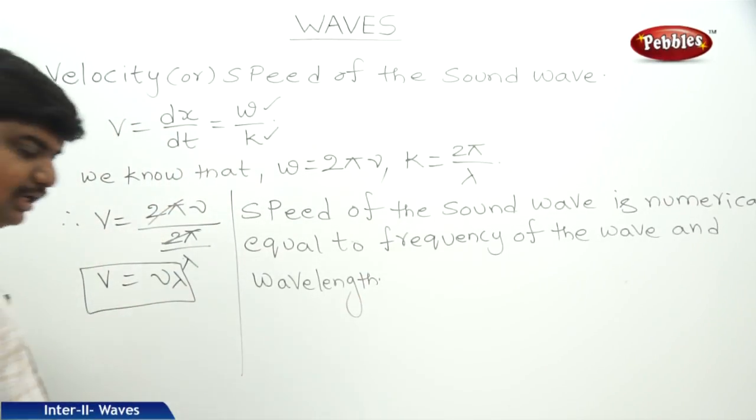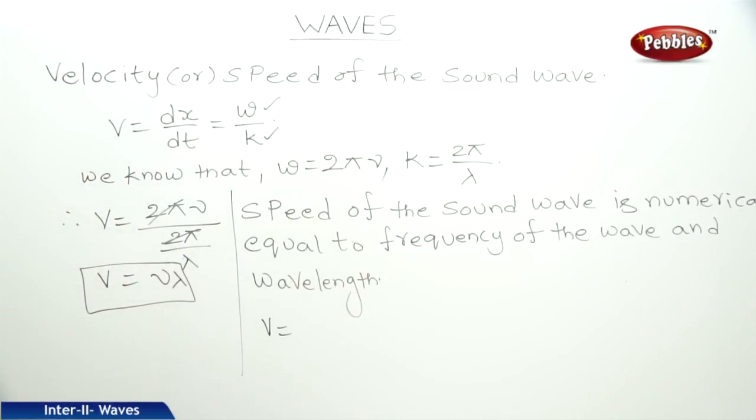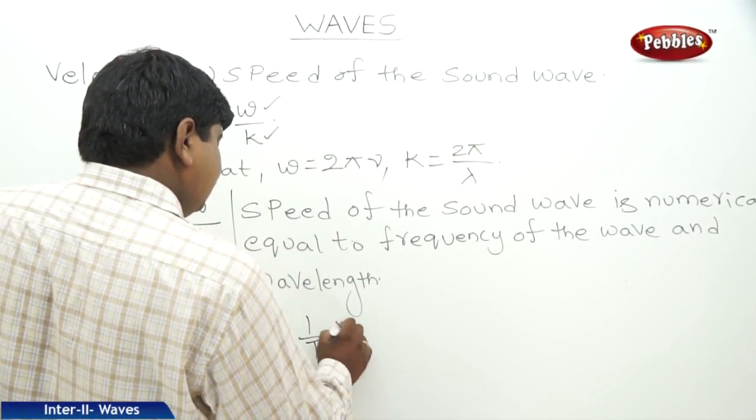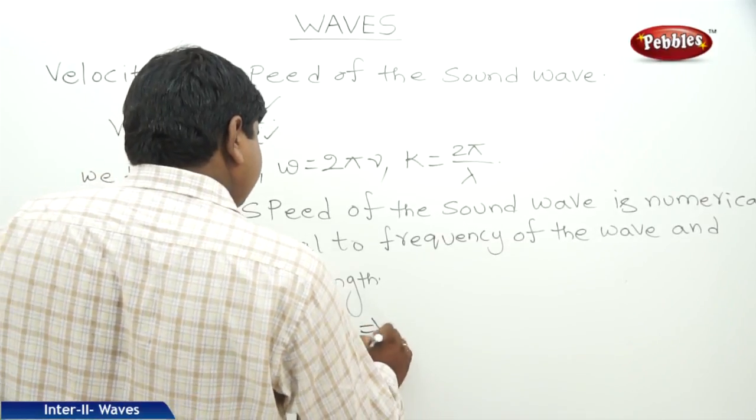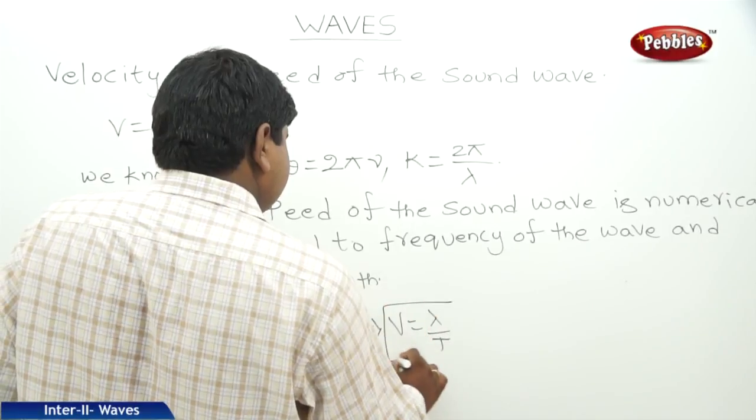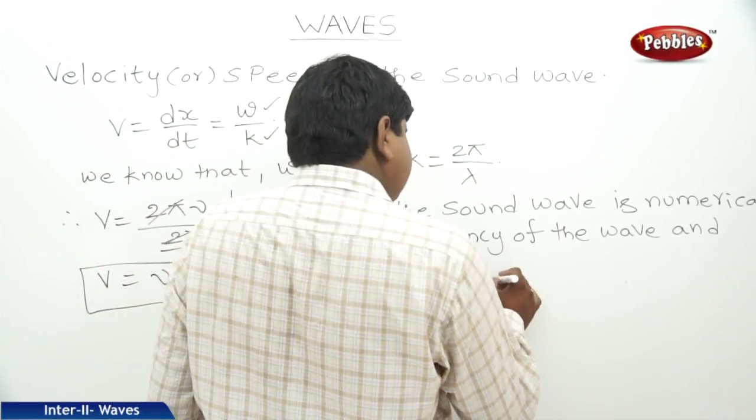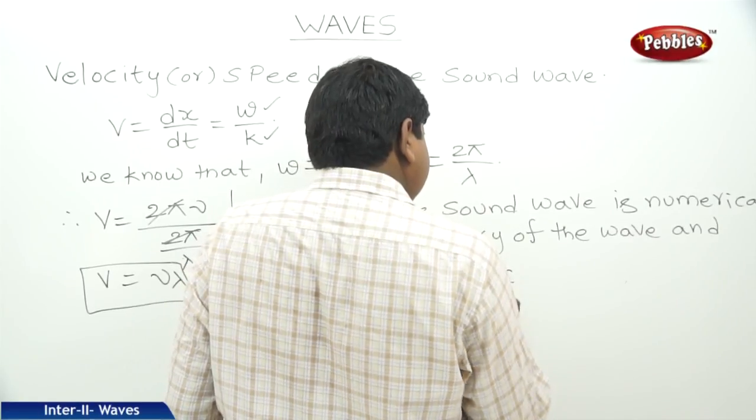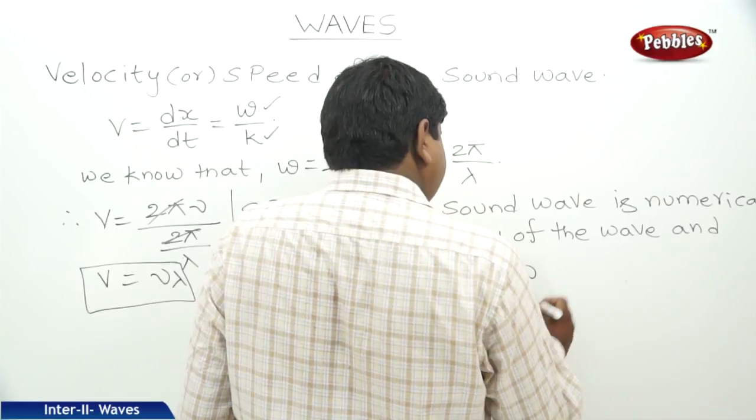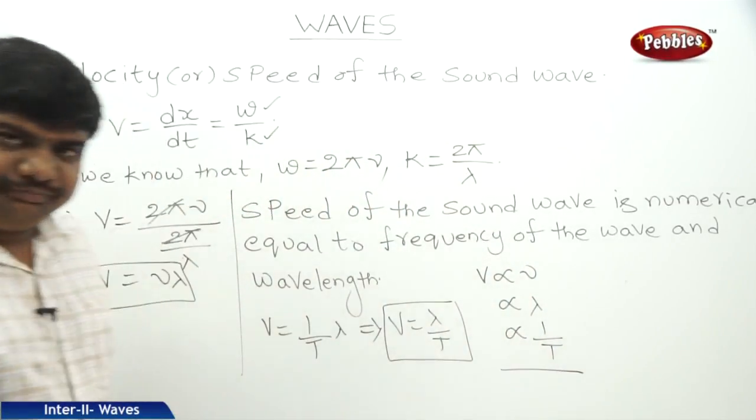This equation we can write like this also. V is equal to nu lambda. What is nu? Frequency. The other expression for the frequency is 1 by time period. So therefore, V is equal to lambda by T. From this equation, V is proportional to frequency, proportional to lambda, and inversely proportional to time period.